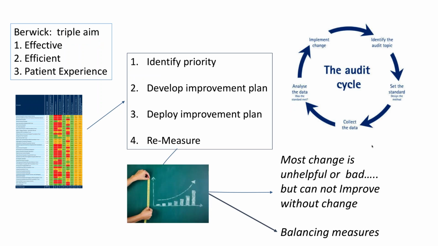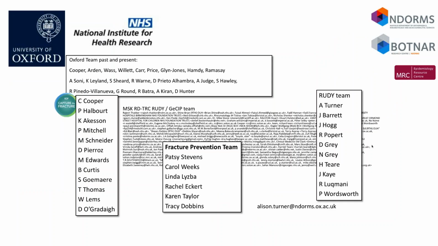I think this should always be embedded within a quality improvement pathway. And one thing I haven't mentioned is a very important statement. Most changes in healthcare systems are either unhelpful or bad, but you cannot improve without change. And to do this, you need to be able to remeasure your service regularly. And this is why I believe a live audit of data is probably the most efficient way to record the impact of an FLS. That's the end of this formal part of the presentation.